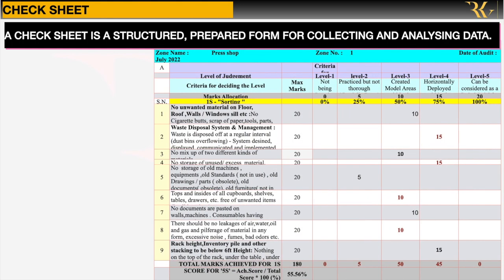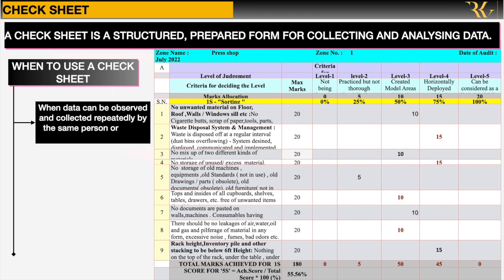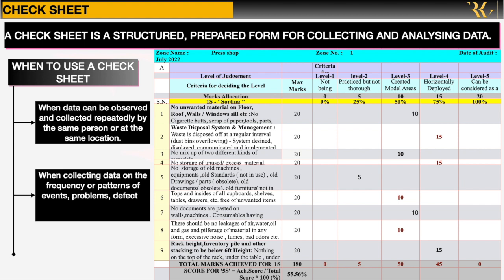A check sheet is a structured, prepared form for collecting and analyzing data. When to use a check sheet: when data can be observed and collected repeatedly by the same person or at the same location; when collecting data on the frequency or patterns of events, problems, defects, defect location, defect causes, or similar issues; when collecting data from a production process.